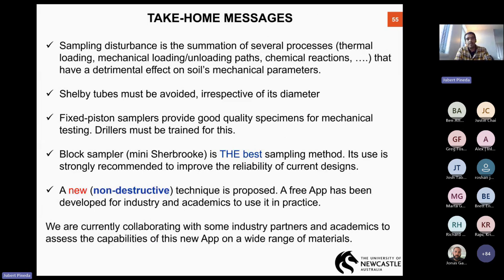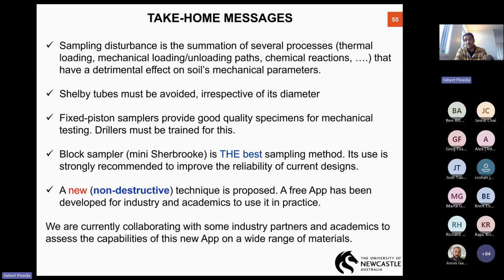So the final take-home message is basically that sample disturbance must be recognized as a process with many factors that may have negative impacts on sample quality and therefore on soil properties. Shelby tubes should be avoided. I strongly recommend you don't use them, at least in the standard version. You can use them as part of the fixed piston samplers. Fixed piston samplers should be used; they are by far much better than Shelby tubes.